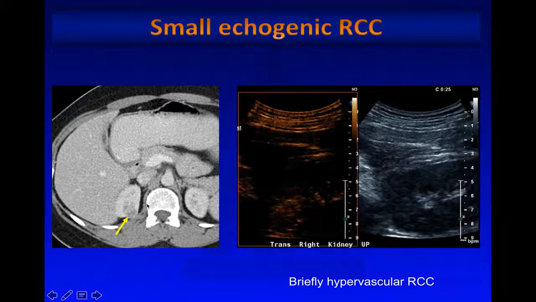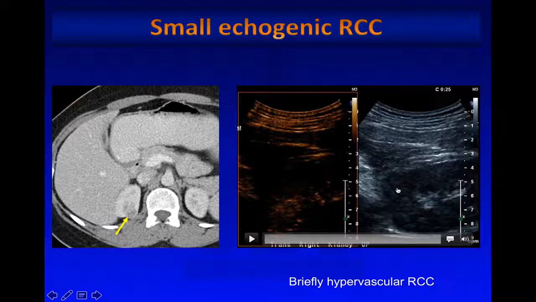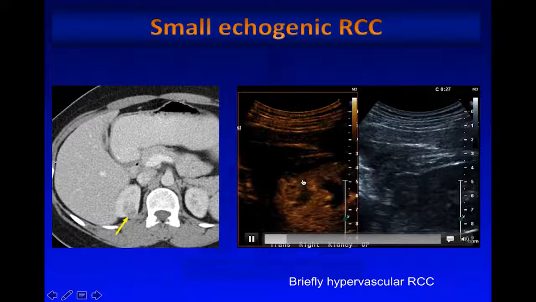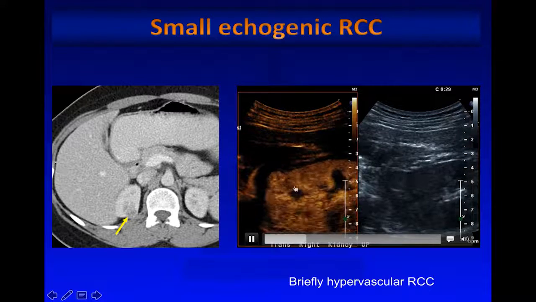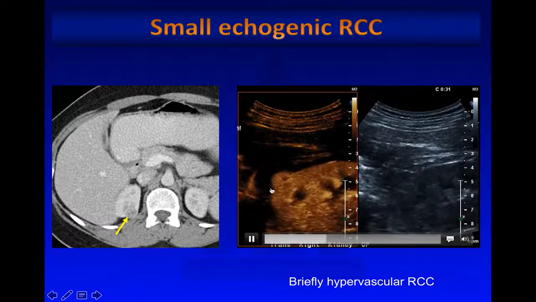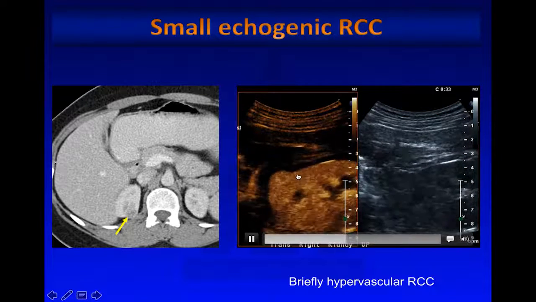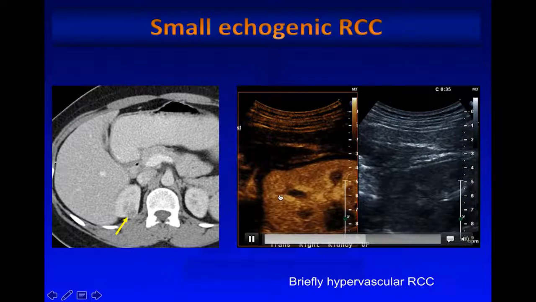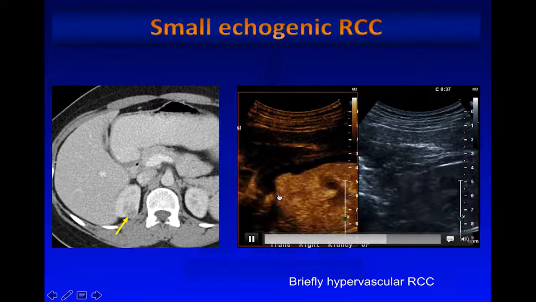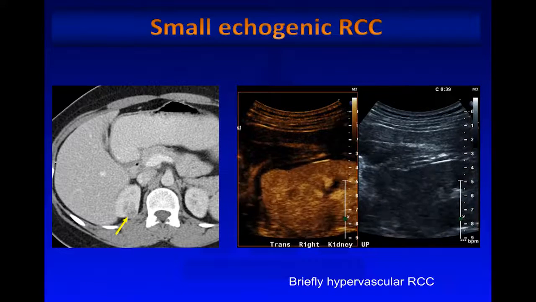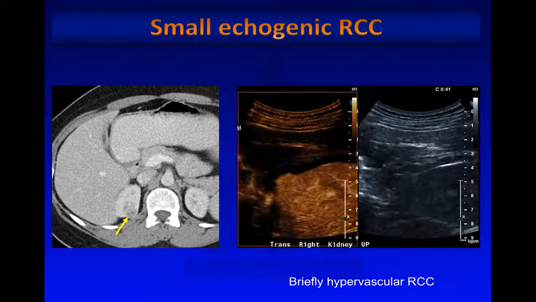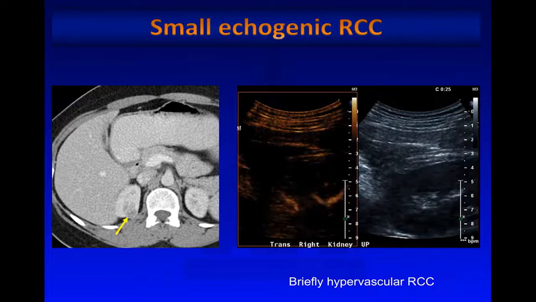So this is a patient who had a small exophytic mass in the posterior aspect of the right kidney here, and you could see it but barely on the pre-contrast ultrasound. And you can see here, as soon as you start, you see this subtle but definite enhancement. And again, this just shows you the beauty of this increased temporal resolution, because you can see the hypervascularity very early on, and this was a briskly hypervascular renal cell carcinoma.